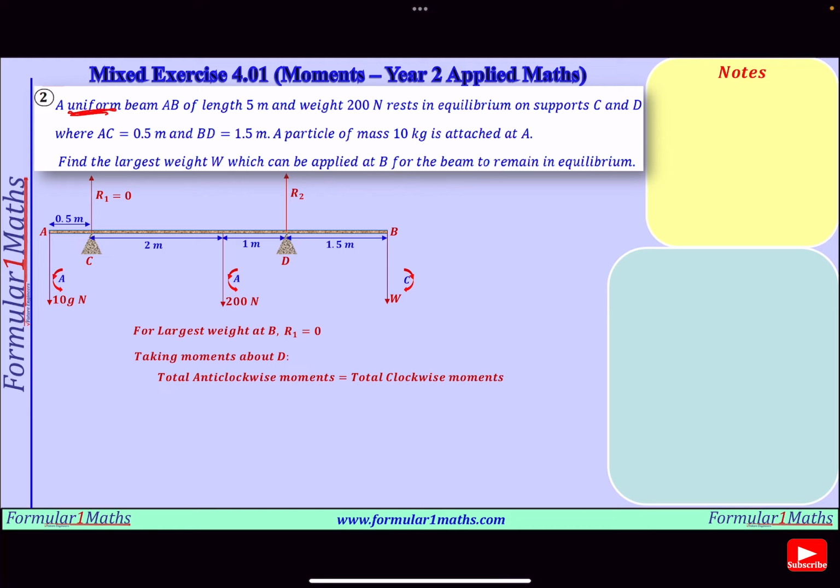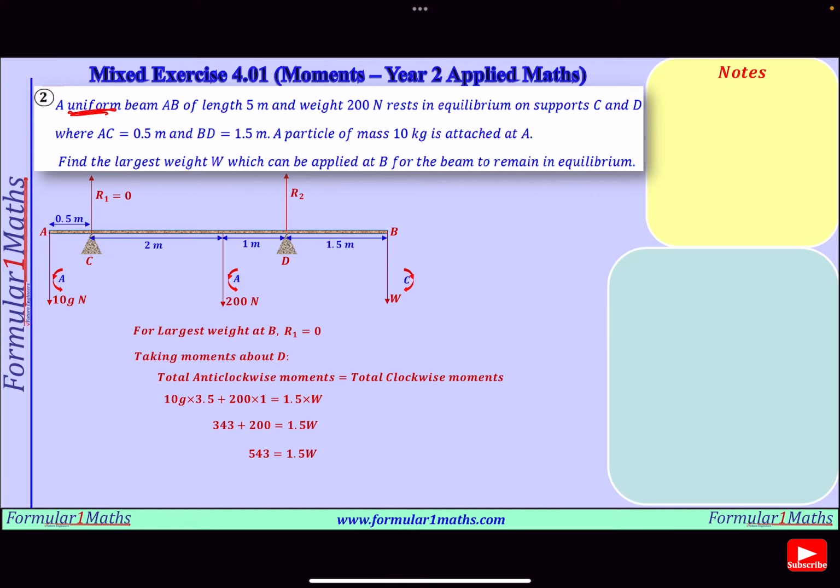That will give us this equation here, because 10g times 3.5, because 0.5 plus 2 plus 1 is 3.5, plus 200 times 1 will be equal to W times 1.5. Reducing this equation gives 343 plus 200 is equal to 1.5 W.